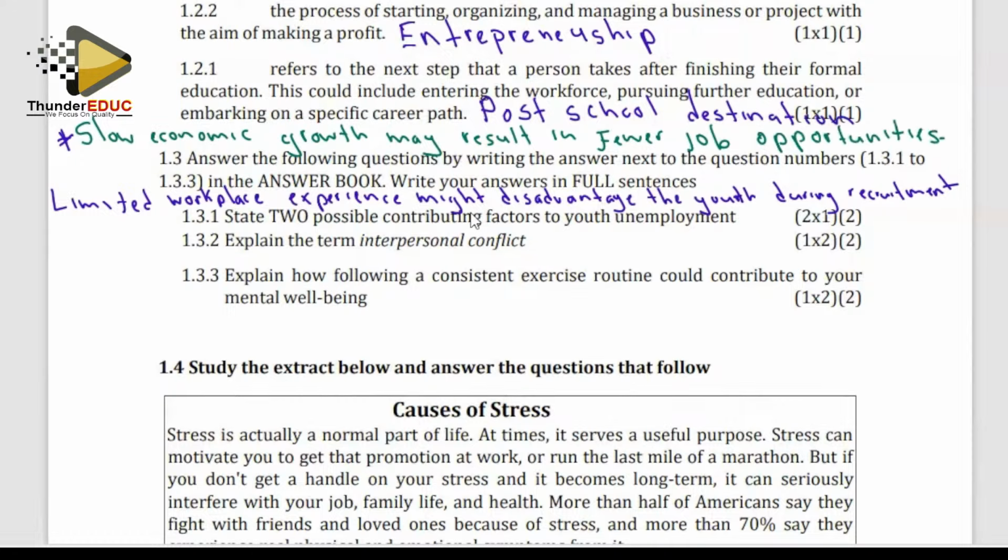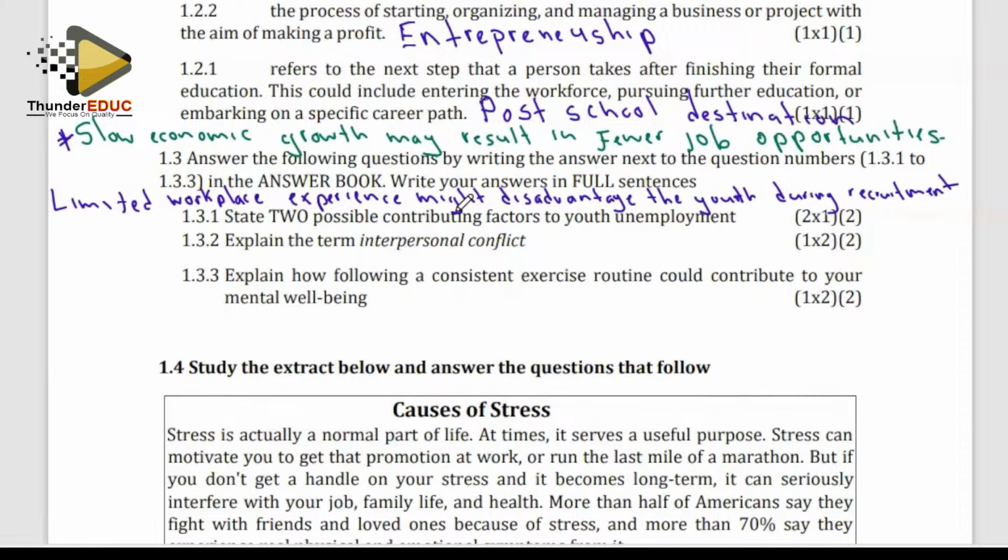Simply because the economy is not growing. It is actually not developing as it should. So this might result in youth unemployment. The economy is not producing new jobs. So at the end of the day, there are no new openings for the young.